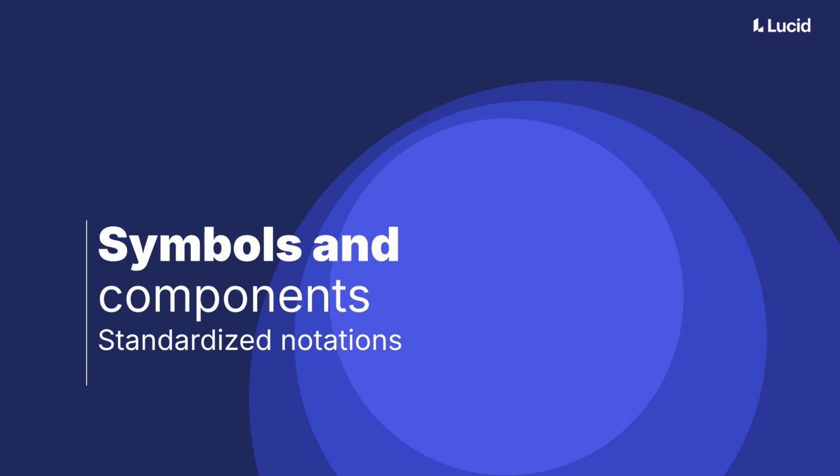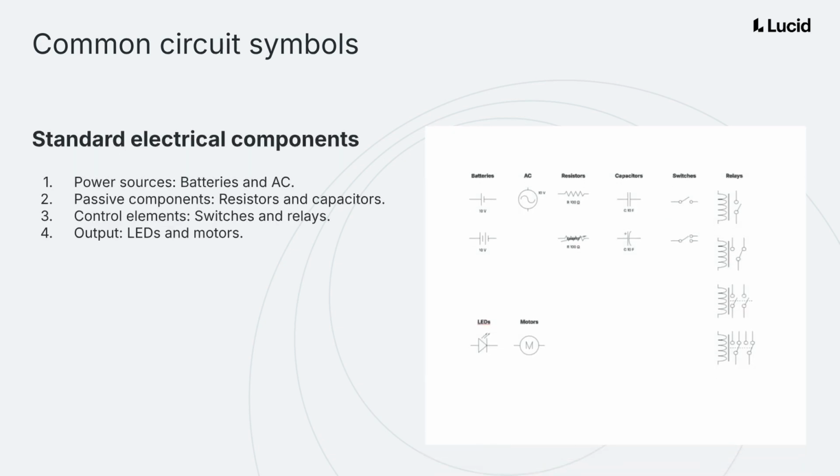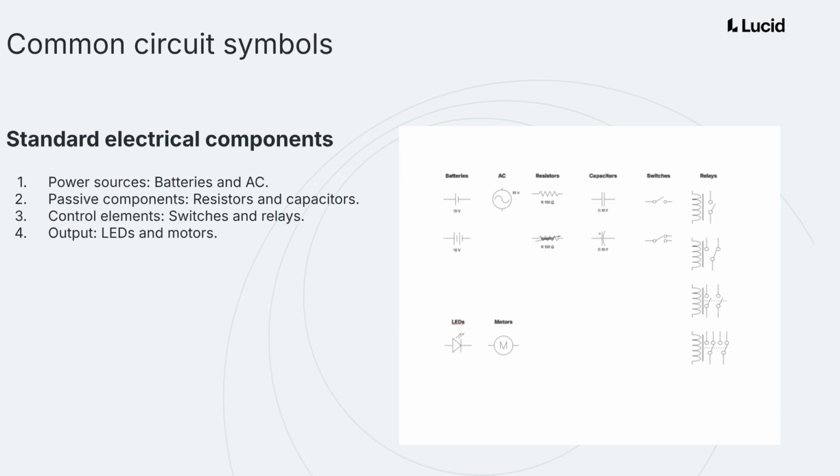Let's look at some common circuit diagram symbols you'll use in Lucidchart. Common circuit diagram symbols include power sources like batteries, passive components like resistors and capacitors, and control elements like switches. These shapes are all available in the Lucidchart library.